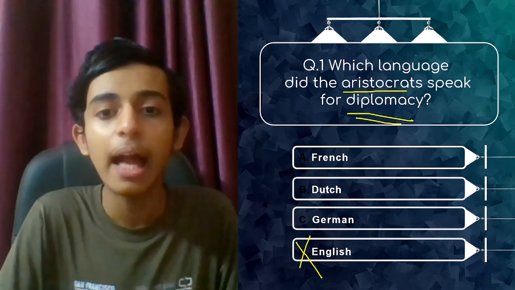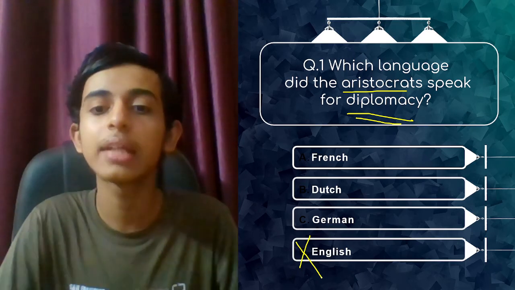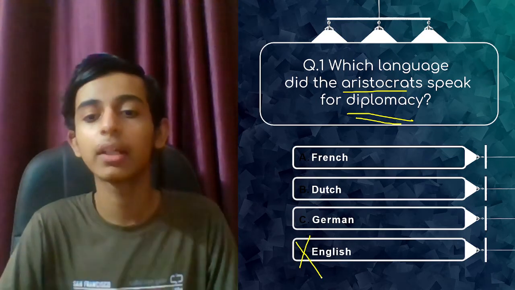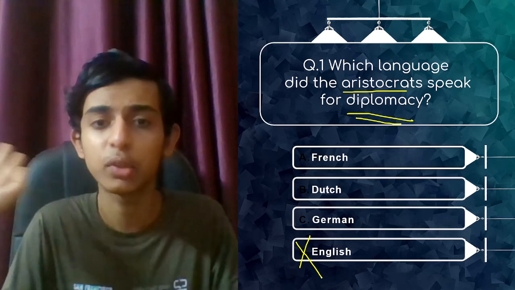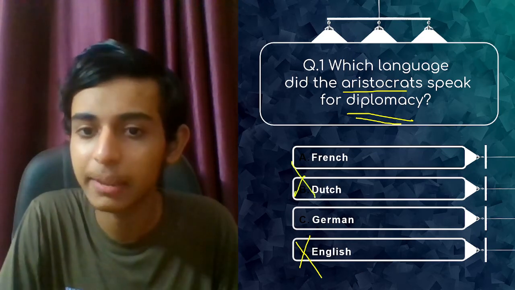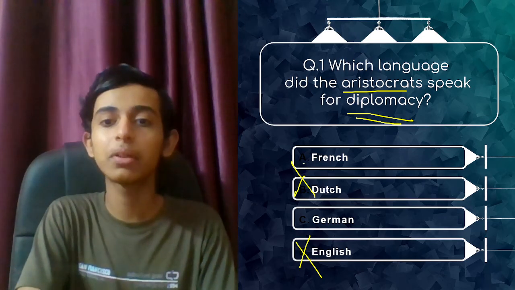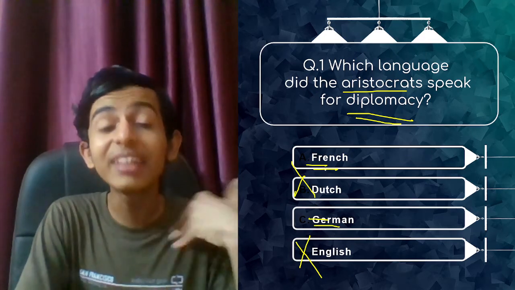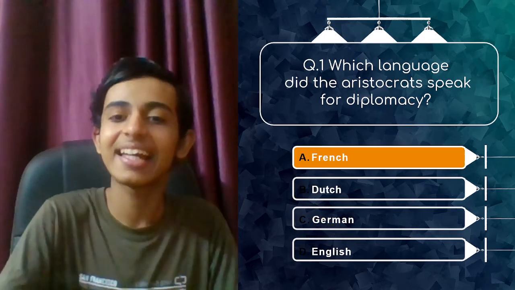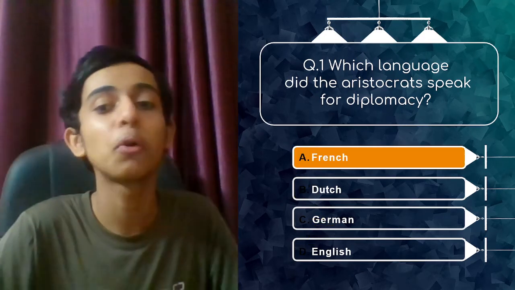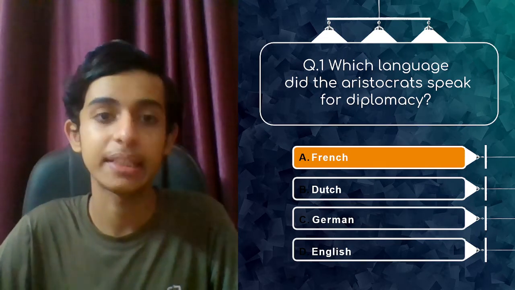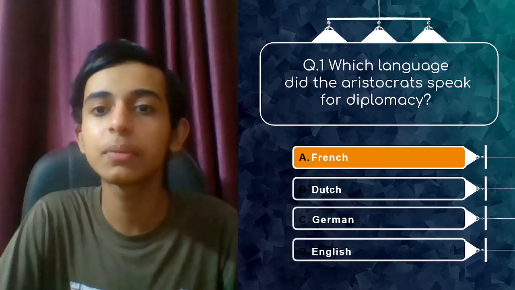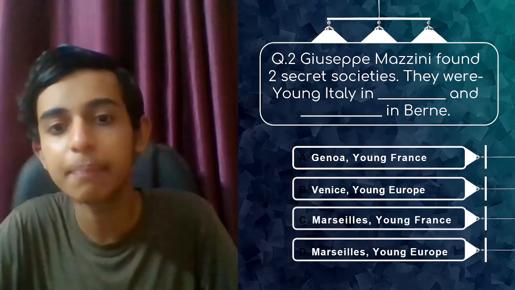So no. The elimination method you are going to use: eliminate all the options that can be confusing, or that you're sure wouldn't be the answer. Dutch, we did not even speak about Dutch at all, eliminated. Then the confusion remains between French and German. But as we discussed, the correct answer is going to be French. They spoke French for diplomacy, right? So this was the first MCQ. Moving on to the second MCQ.